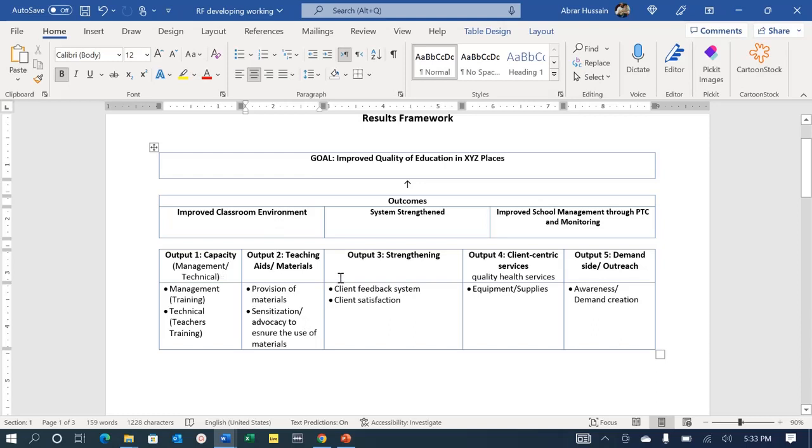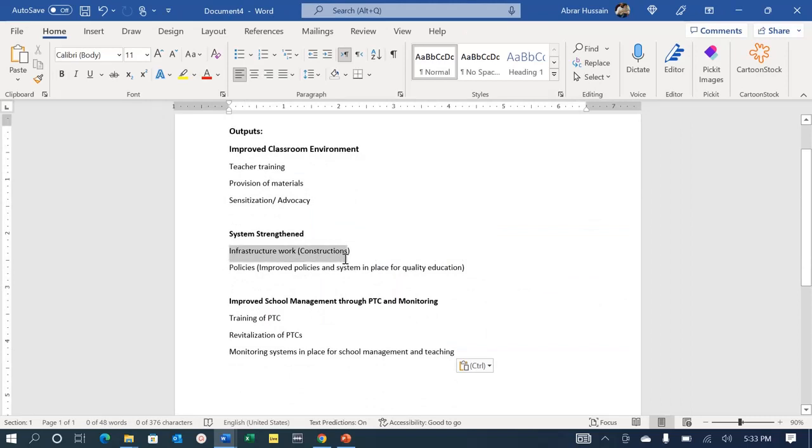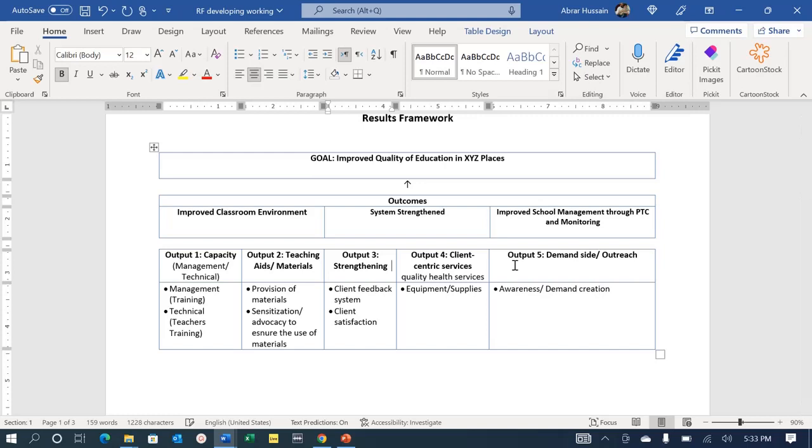That mostly we are doing for the improved classroom environment. So we are doing the capacity level work, the teaching, learning material. For system strengthening, we were doing some infrastructure work and policies level work. So the first one is the strengthening of schools. So construction of classrooms, construction of toilets and other sanitation work that we can decide. While I'm just focusing on the main crux, sanitation. So you can say strengthening of schools, and then under the system strengthening, we were to do some policies level work.